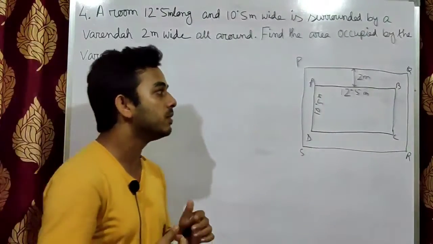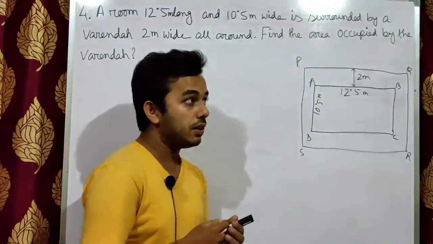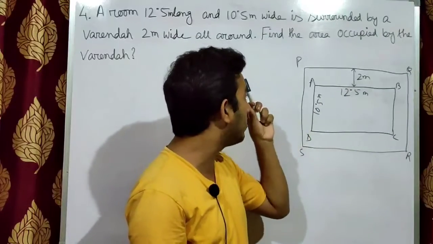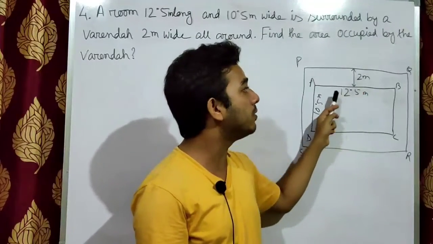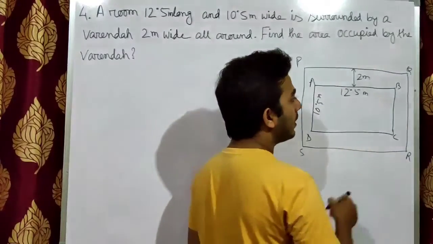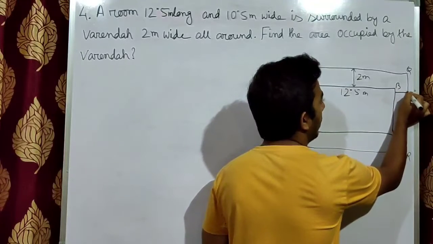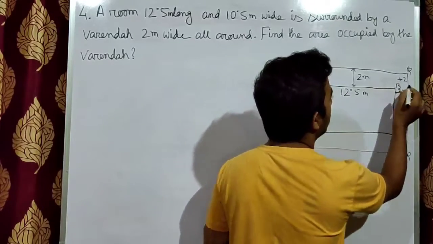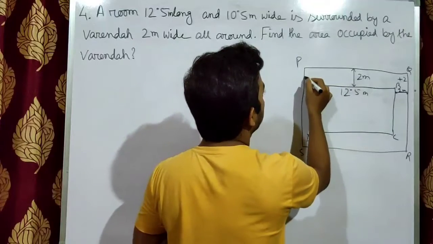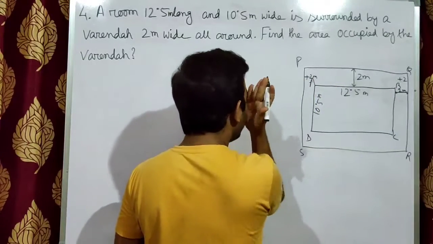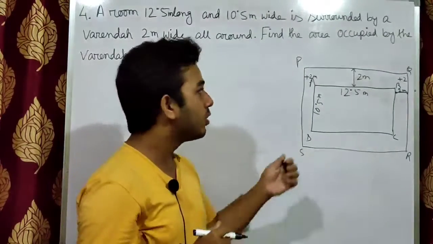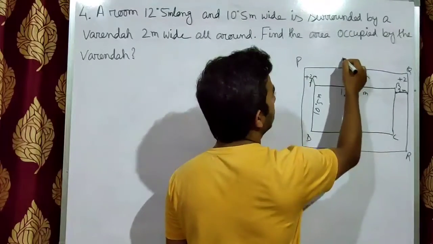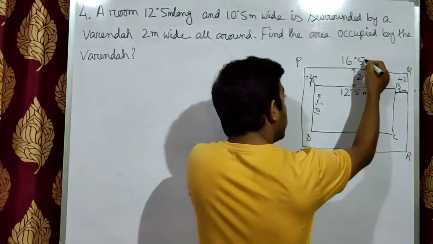From the diagram, as we have discussed earlier, we can find the length of PQ by considering the length of AB. Because here we know that the width of the Bharanda is 2 meter, from this side we will add 2 meter, and this side also we will add 2 meter. All total we add how much? All total we add 4, right? So if we add 4 to 12.5, it will be 16.5. That means the length of PQRS, including the Bharanda, is 16.5 meter.